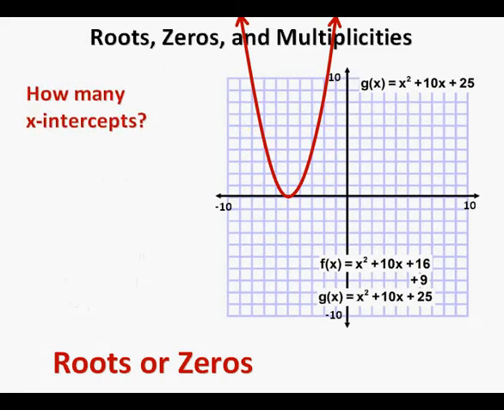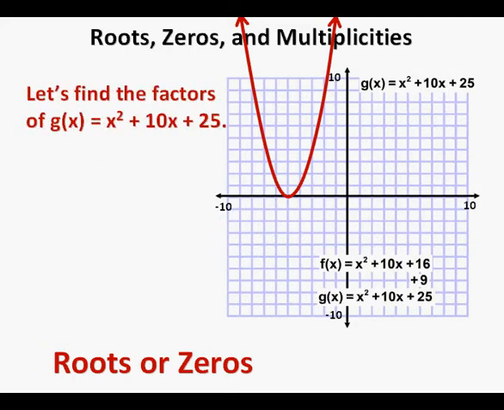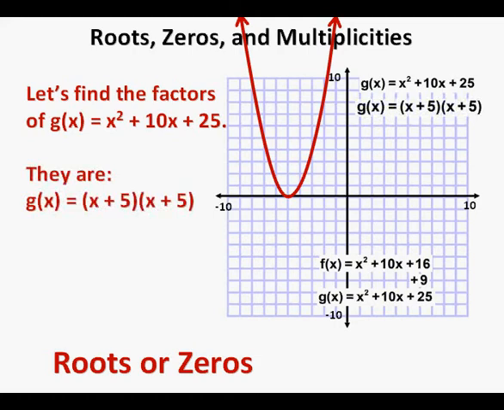But now after having had two x-intercepts, when 9 units lower, how many x-intercepts do we have now in our function that was shifted up 9 units? We have just one root or zero at x equals negative 5. Let's find the factors of this function. The factored form of the function is g of x equals quantity x plus 5 times quantity x plus 5. This repeated factor of x plus 5 represents a double root.